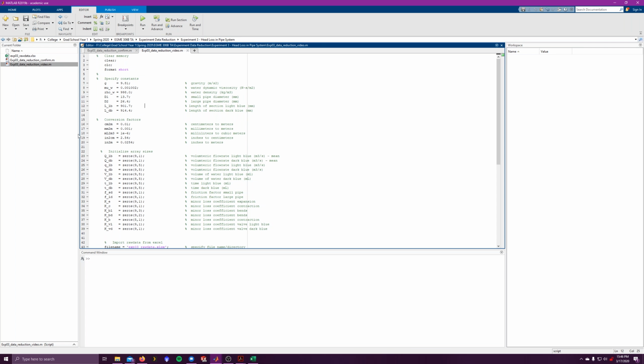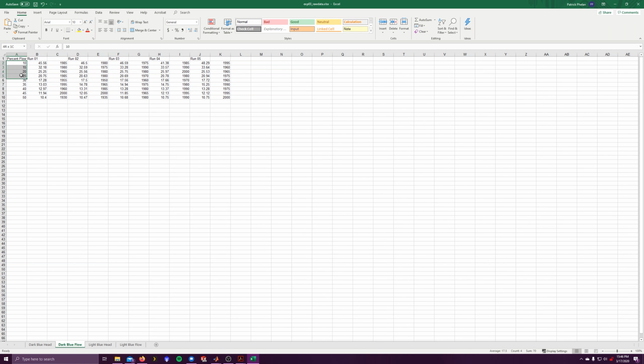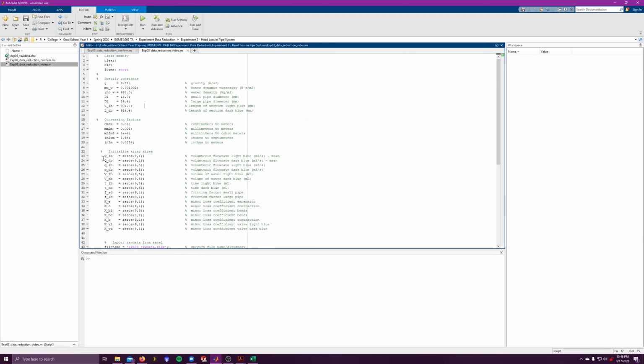So we have 9,5. Let's go to the flow rate. We had 9 settings here for the maximum flow rate, and then we had 5 runs. So that's why we have a 9,5 for the flow rate right here. And then for the mean flow rate, we're just going to find the mean flow rate that we have for each of those percentages.